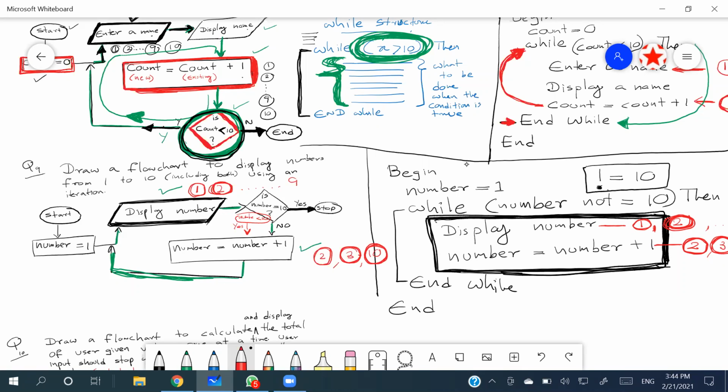Oh. The number becomes 10, but it doesn't display either. Hold on. Okay. What happens if they mix this up? What would happen then? Then 1 is displayed for us, isn't it?